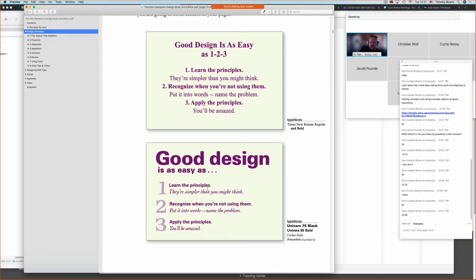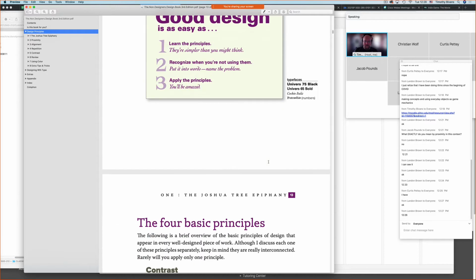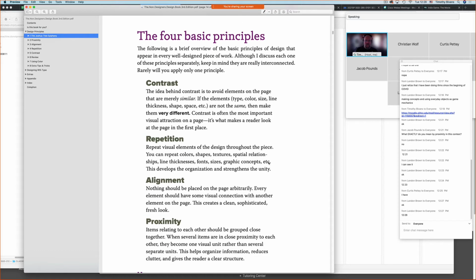There are two versions of this one card, and one has much greater impact than the other. We'll discuss this later on, but I think we'd all agree that the second one, the lower one, is much more impactful than the top one. And why is that? That's what we're going to talk about in this short little book. All right, so the four basic principles.